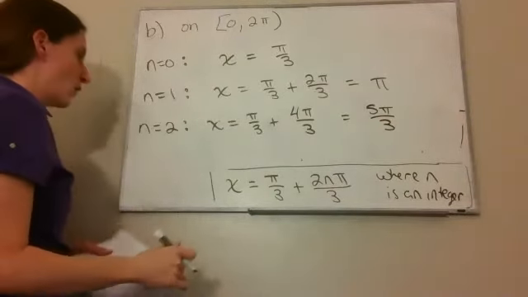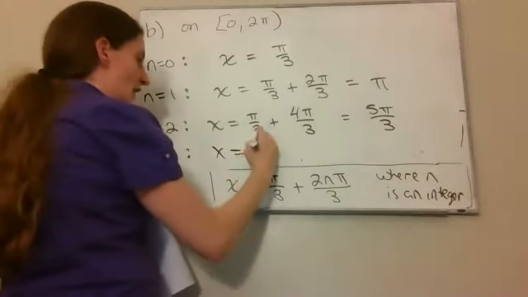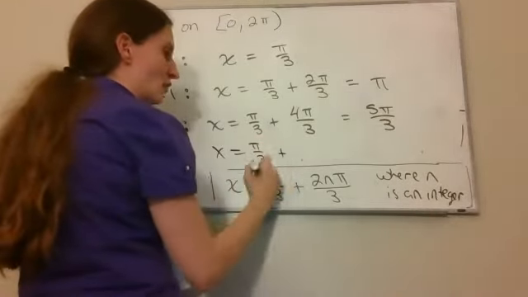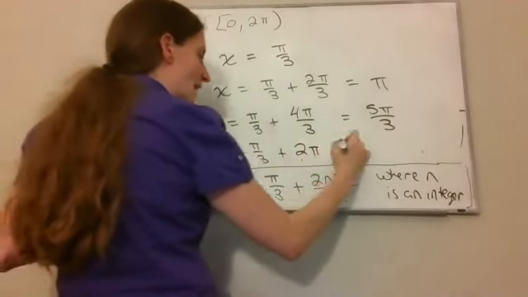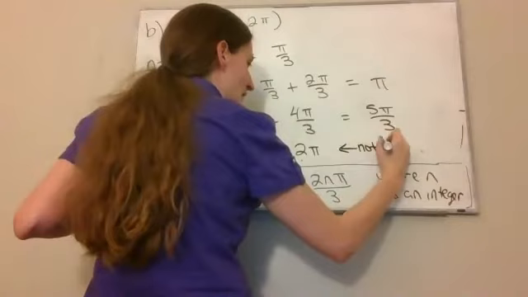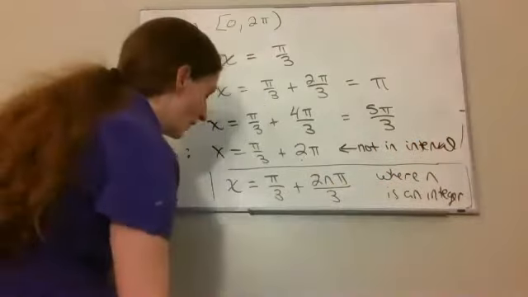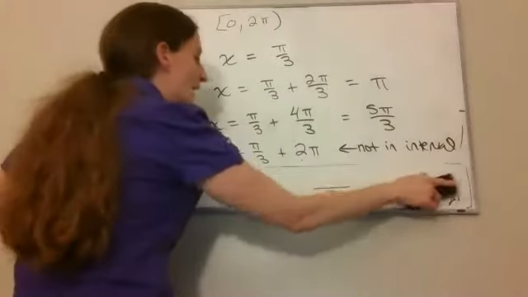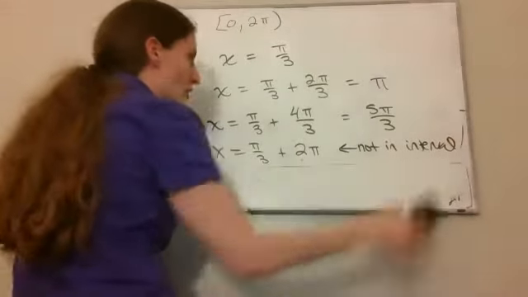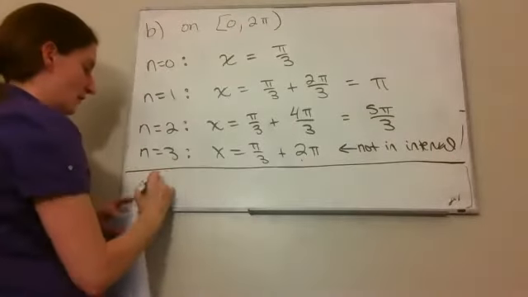But if I try one more, if I try n equals 3, I would have pi over 3 plus 6 pi over 3, which is plus a 2 pi. This is not in my interval. So I know that the only solutions on the interval 0 to 2 pi are going to be pi over 3, pi, and 5 pi over 3.